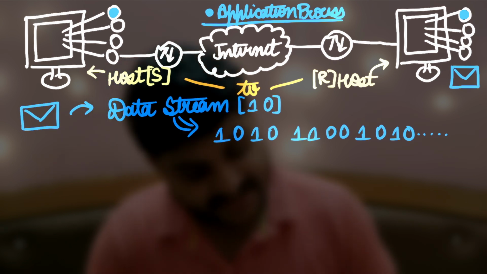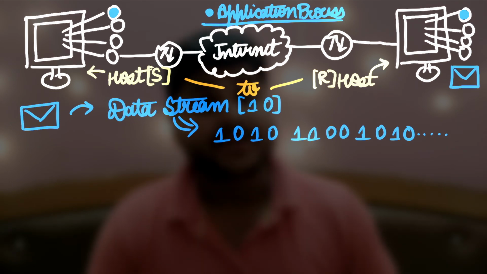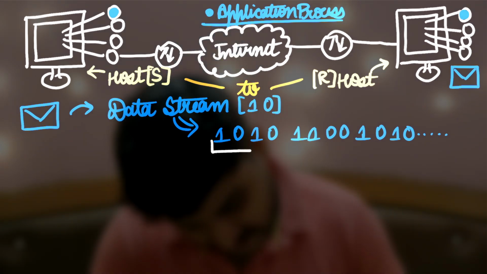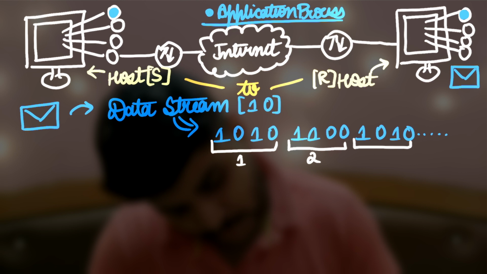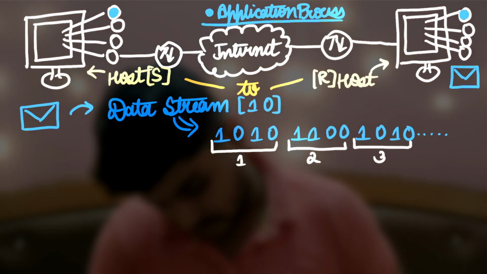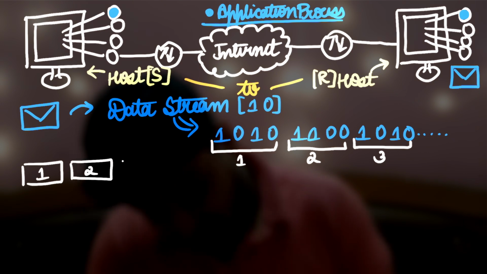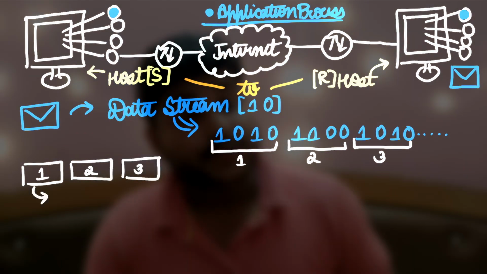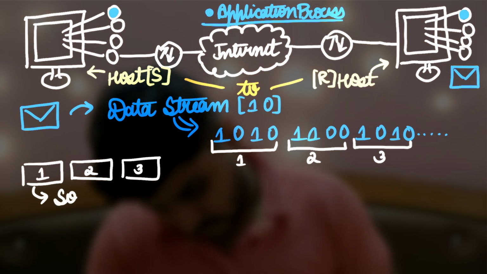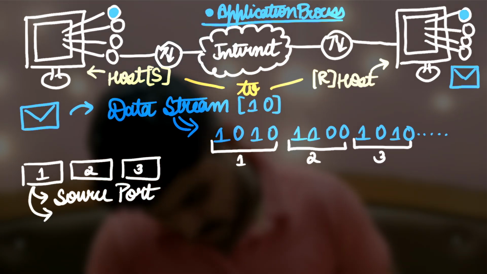When this user data is received by the transport layer, what happens? The data is divided into smaller chunks, smaller segments. Let us consider segments of 4, numbered 1, 2, and 3. So let us consider that 3 smaller segments were created. Each segment is going to have a source port, which identifies the application sending the message, and a destination port.